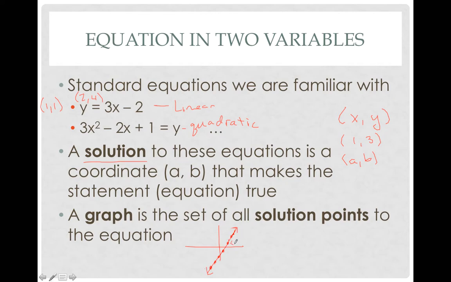So the point 1, 1 is like right in here somewhere. The point 2, 4 is right up here somewhere. And those are all solutions to our equation. All right, so that's just a couple basic definitions.